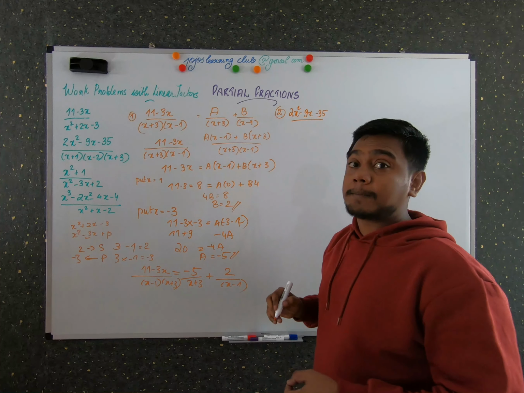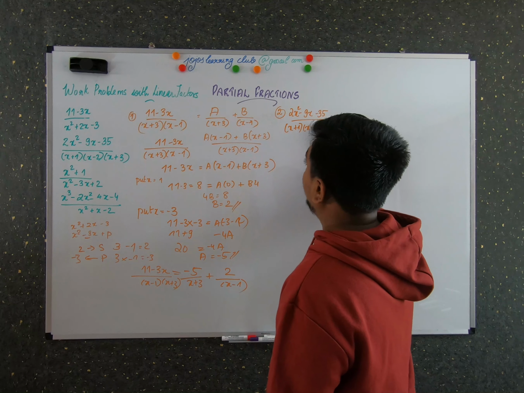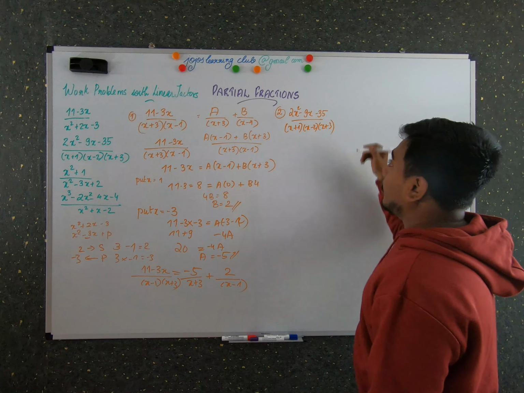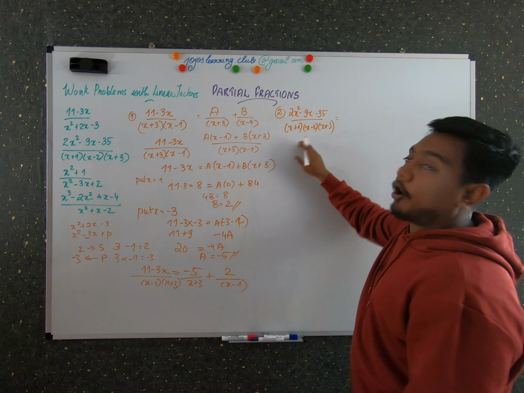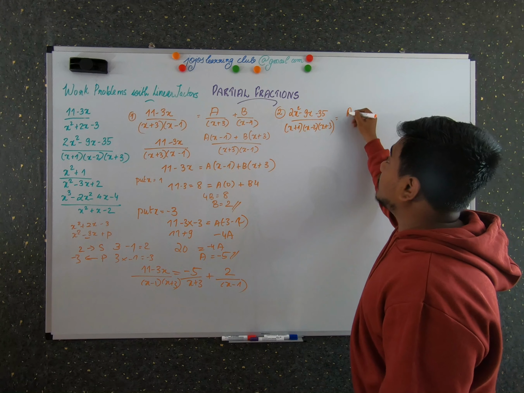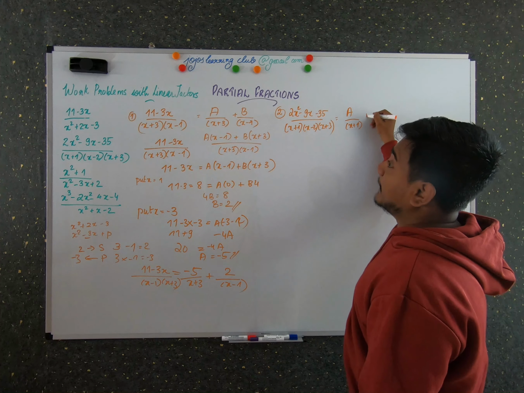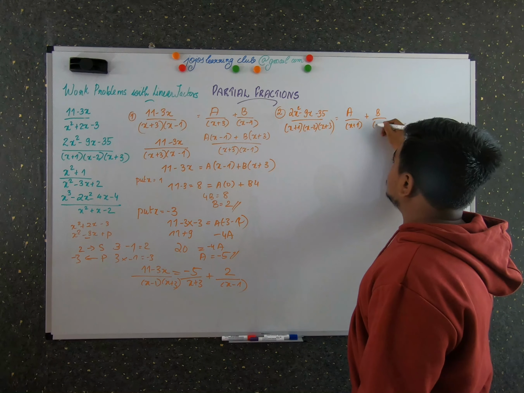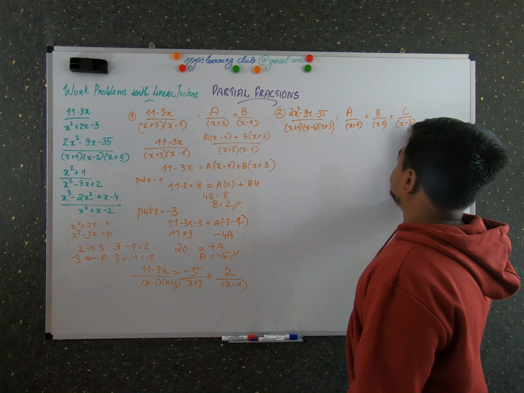Okay, so (x plus 1) into (x minus 2) into (x plus 3). Now you have a big problem. So what is the first step? It is already given in the factorized form, so you don't have to check. You can start with your formula: A by (x plus 1) plus B by (x minus 2) plus C by (x minus 3).